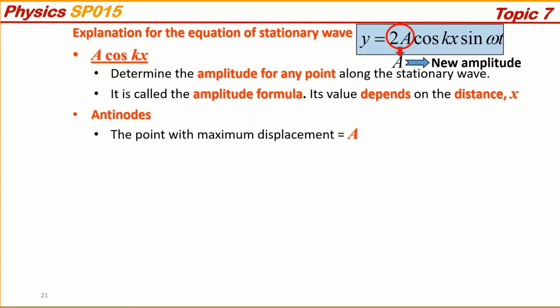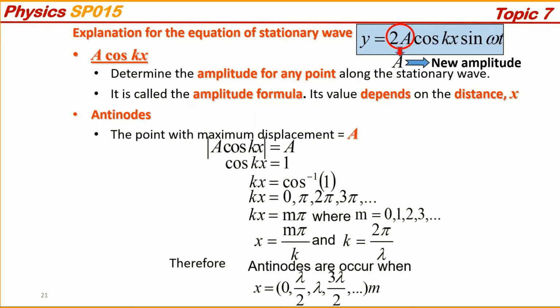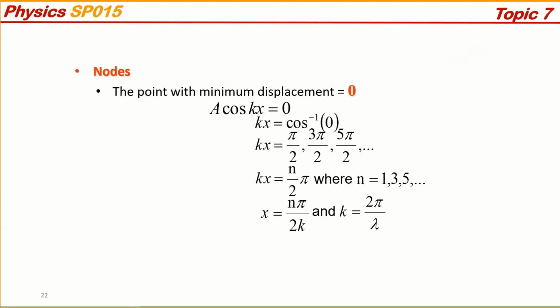For antinodes, the point with maximum displacement equals 2a. 2a cos kx equals 2a. Mathematical solution. Therefore, antinodes occur when x equals 0, lambda over 2, lambda, 3 lambda over 2, and so on, in unit meter. Nodes, the point with minimum displacement equal to 0. 2a cos kx equals 0. Mathematical solution.